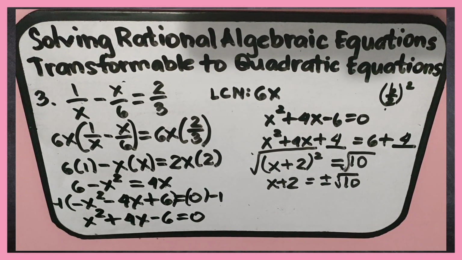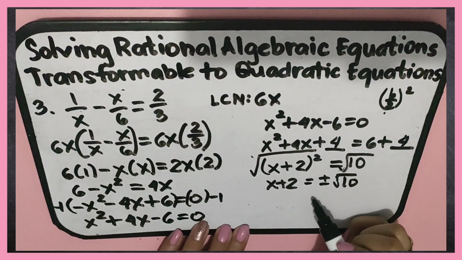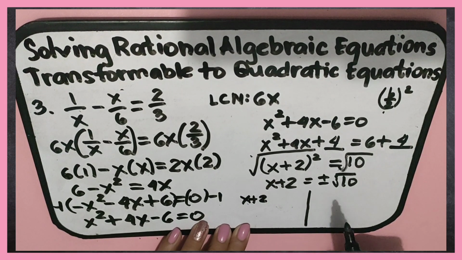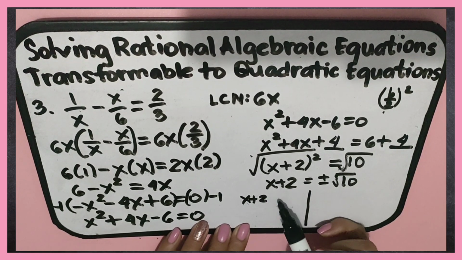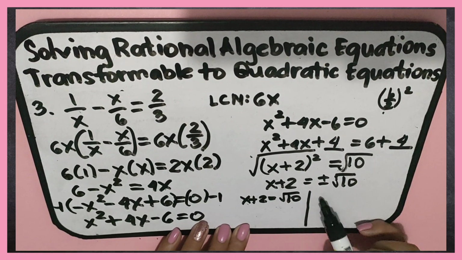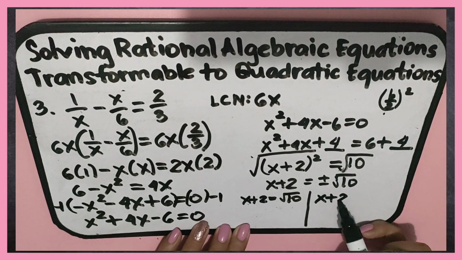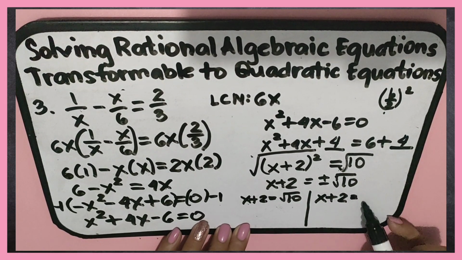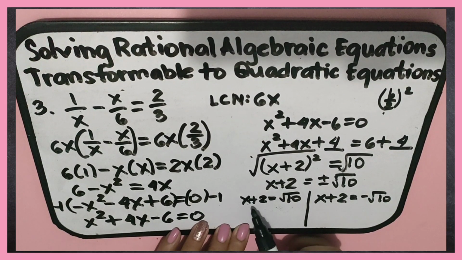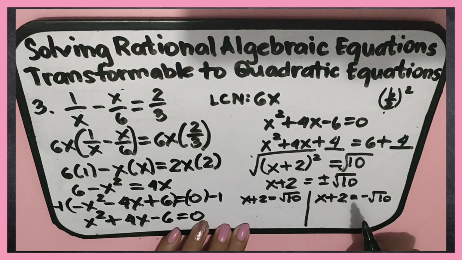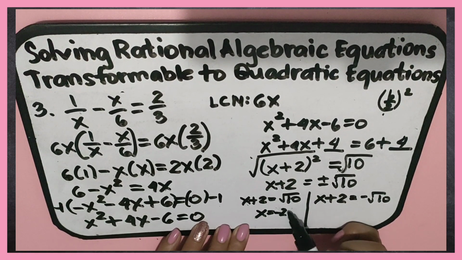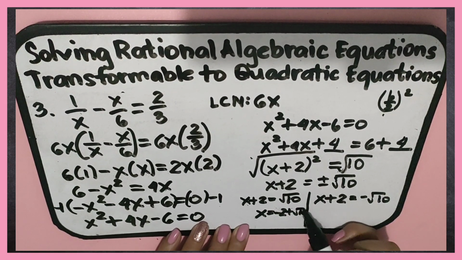And then after that, we have to separate them, so we have x plus 2 equals square root of 10. Then the other one, x plus 2 equals negative square root of 10. And then transpose positive 2 to the right side of the equation. So it becomes x equals negative 2 plus square root of 10.